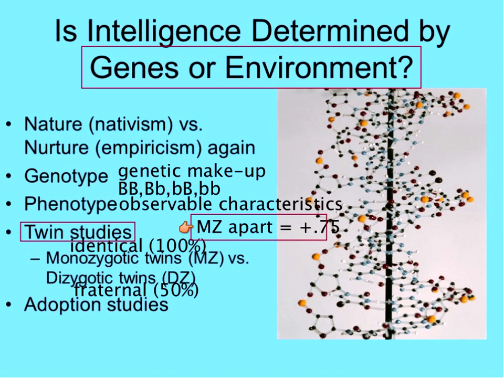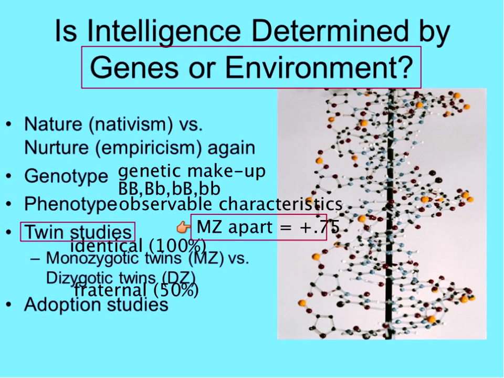They share all of their genes. They share none of their environment. How big is that correlation coefficient? Positive 0.75. It's pretty big, right? What's the biggest it can get to be? Positive 1.0. So what does this mean?